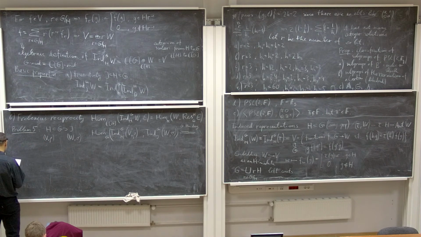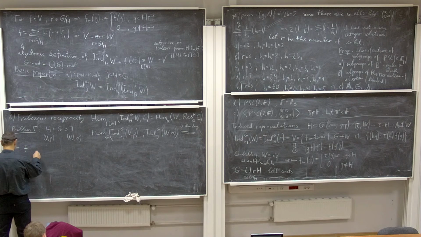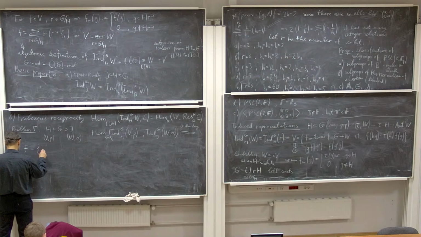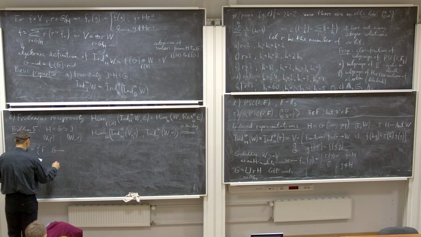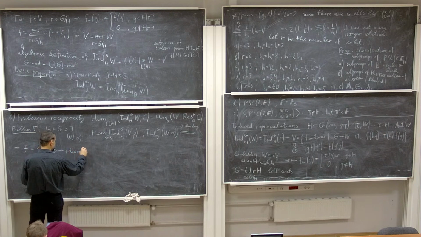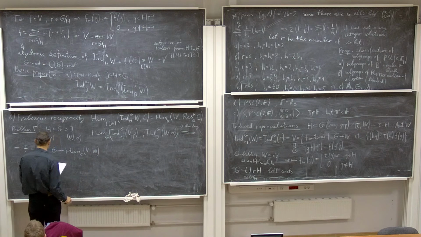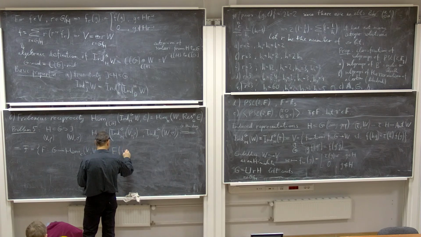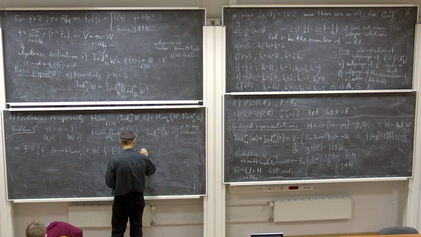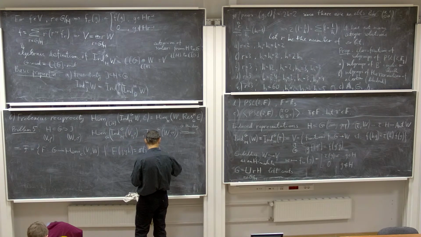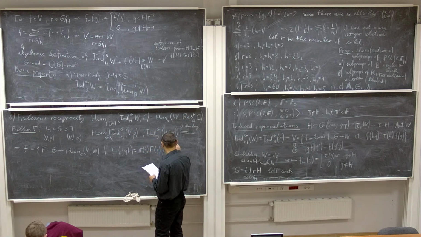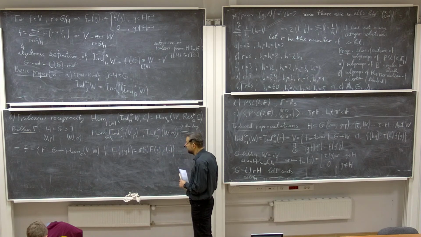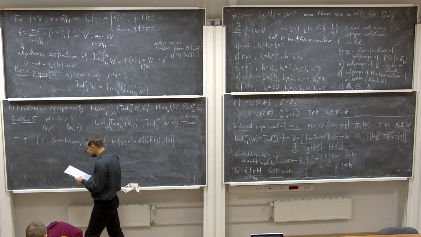Okay, so the answer is as follows. This is isomorphic to a certain space F, and F consists of functions from G to just linear maps from V to W, but such that F of J, G, H is equal to sigma of J, F of G, rho of H. Okay, and this Mackey isomorphism is constructed as follows.